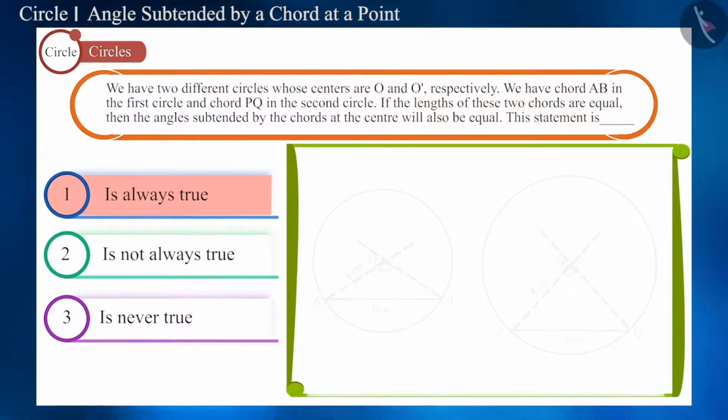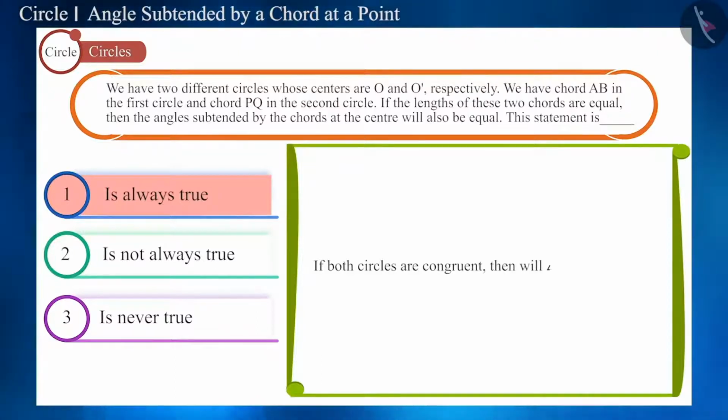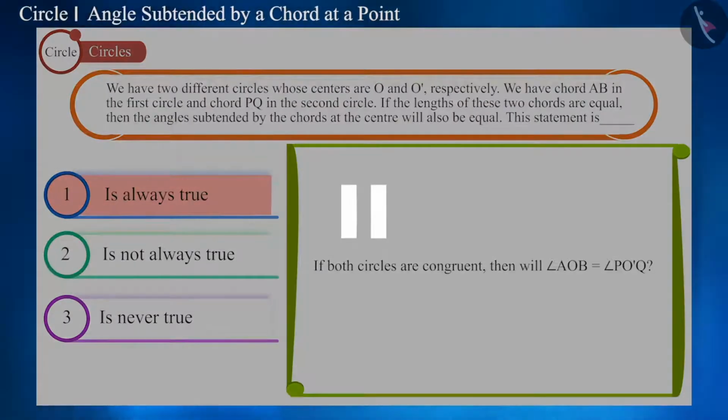Friends, in the second situation, when both circles are congruent, that is, when the radii of both are equal, will both these angles also be equal? You can pause the video to think about the answer.